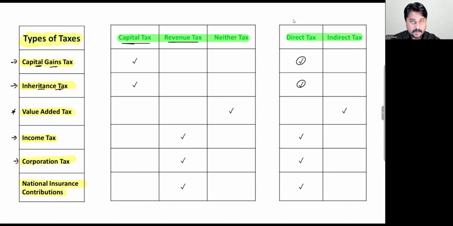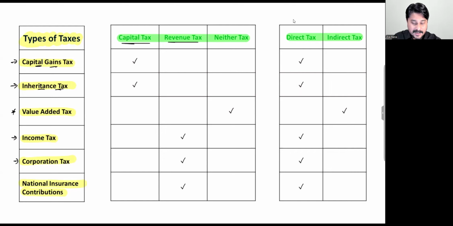Income tax is a type of revenue tax, and it's also a direct tax because it's directly applicable on the revenues earned by myself. And if you talk about a company, it also earns profits. Due to earning profits, it's a revenue tax. Furthermore, it's directly applicable on the level of the profits earned, so it's a direct tax.